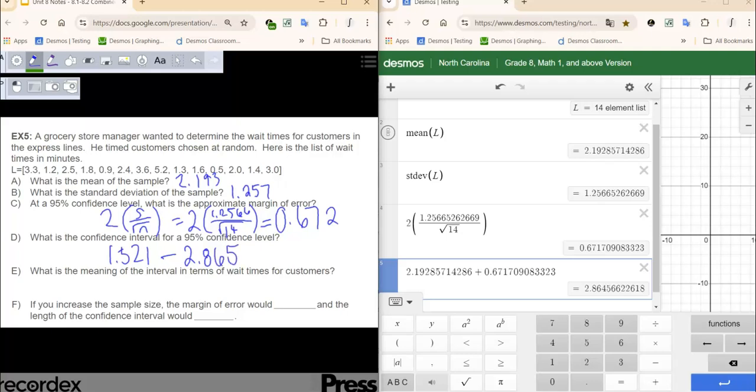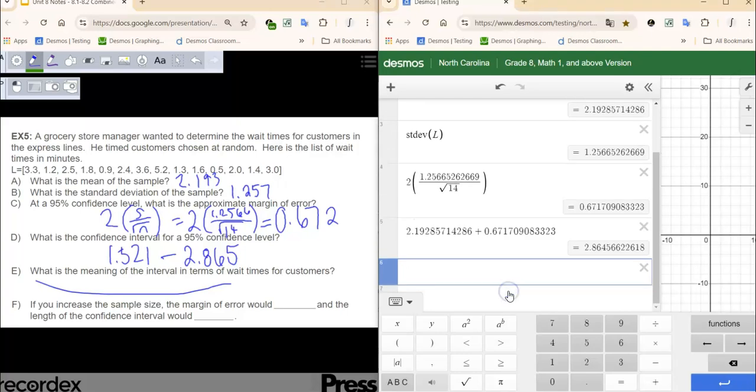Okay, so the next question asks us what this means in terms of wait times. Oh gosh, sorry about that. I was trying to type, but it doesn't want to let me do that. Here, I'm going to type it over here in Desmos because you won't be able to read what I write here. It's much harder to write on my laptop than it is on my screen at school.